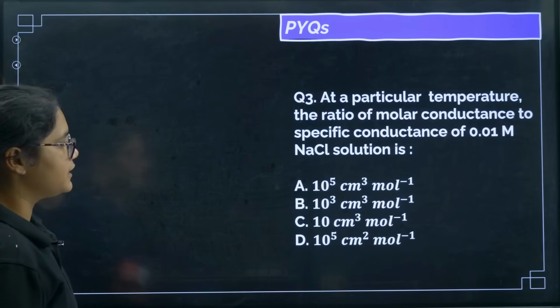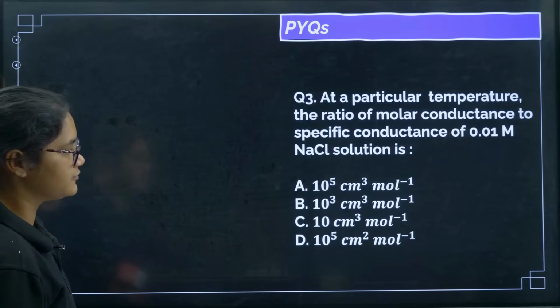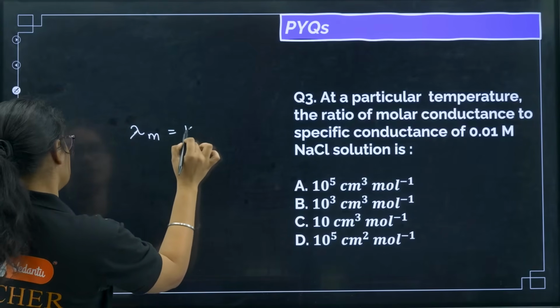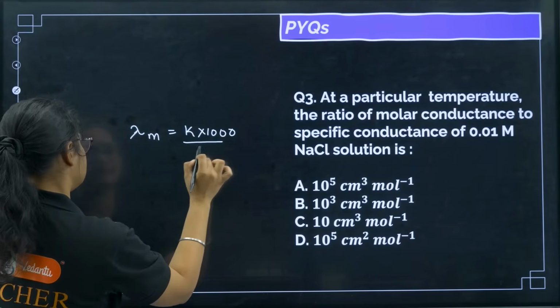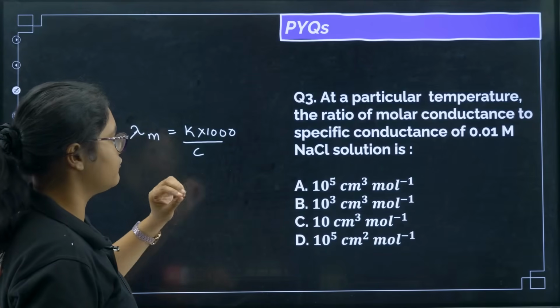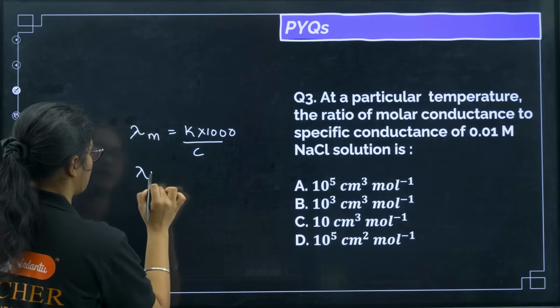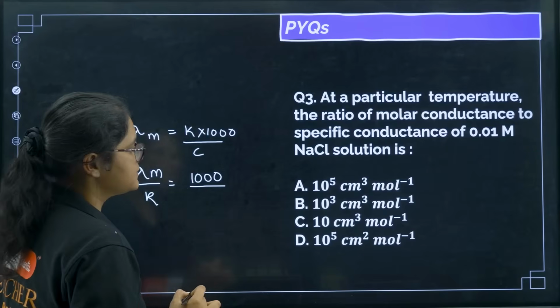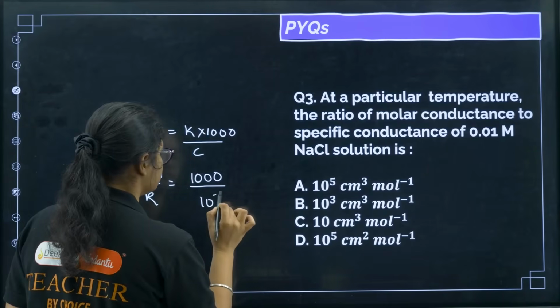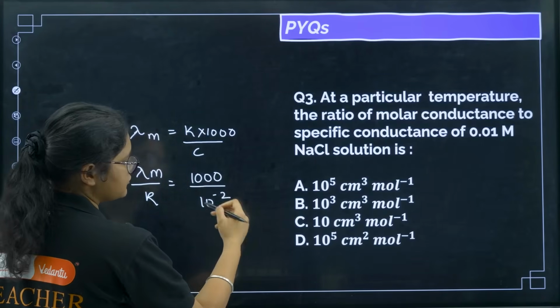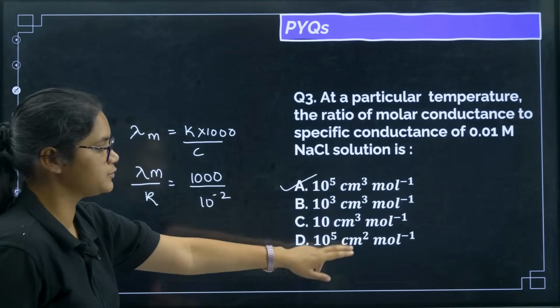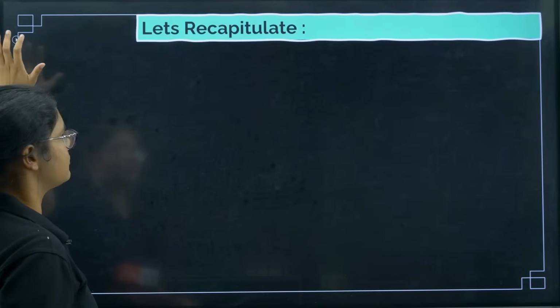Next, at a particular temperature, the ratio of molar conductance to specific conductance of 0.01 M NaCl is. So lambda m is equal to kappa into 1000 by C. You want to calculate the ratio of molar conductance to specific conductance, meaning lambda m by kappa, which is 1000 by C. C is 10 to the power of minus 2. So this is 10 to the power of 3 minus 2, it will become 10 to the power of 5. So option number A. Why am I taking this C? Because by the options you can see it is in centimeter, so I have taken this formula.